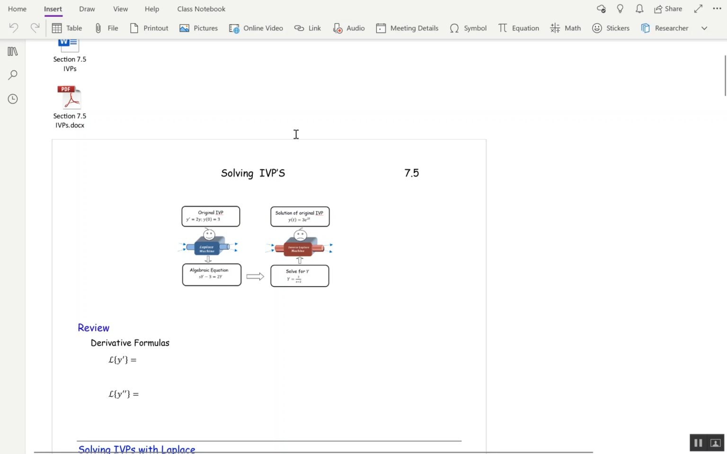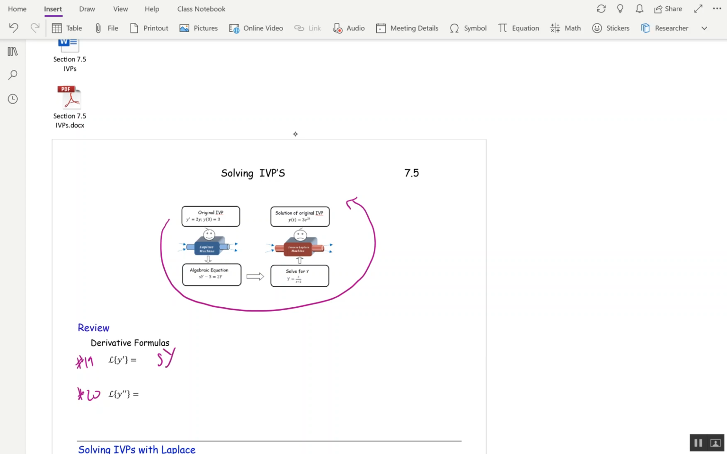Welcome to section 7.5. Today we're going to complete the whole circuit, starting with an IVP and going all the way around to getting a solution. Let's start with formulas 19 and 20, which we'll be using a lot today. L of y prime is S big Y minus y of 0, that's little y of 0. And L of y double prime is S squared big Y minus S little y of 0 minus y prime of 0.